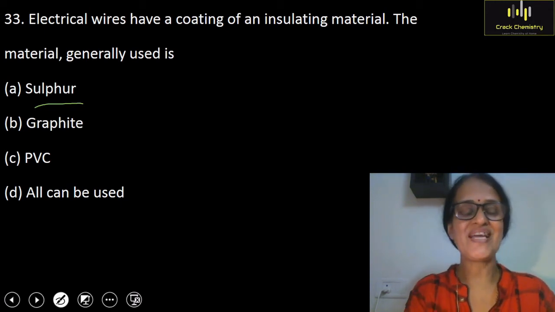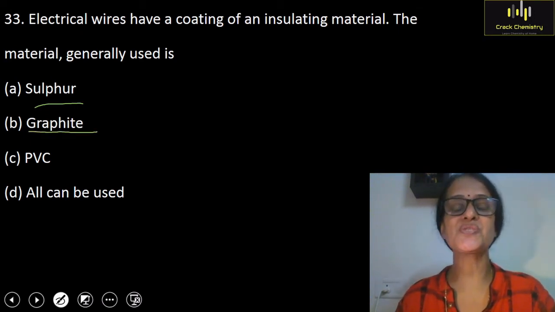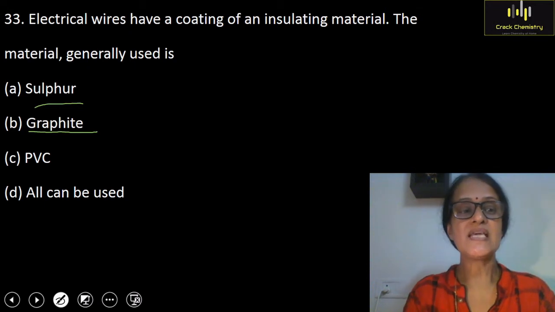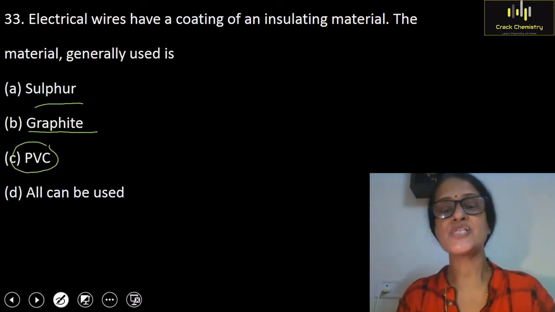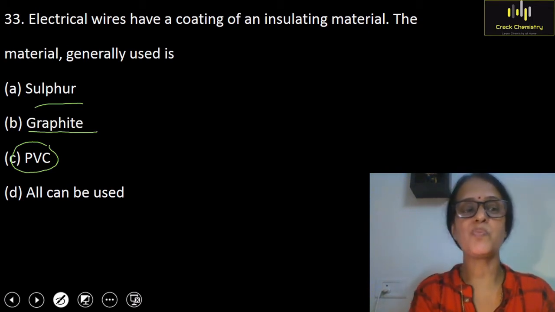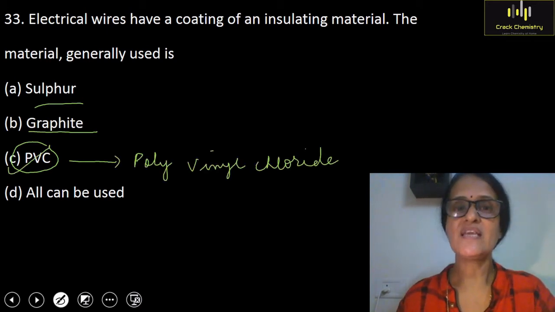If we look at graphite, graphite is a conductor, so the purpose cannot be solved if we coat the electrical wire with graphite because graphite itself is a conducting material. Option C is PVC. Children, PVC is an insulating material. It's a polymer. Its full form is polyvinyl chloride. So your correct option is PVC.